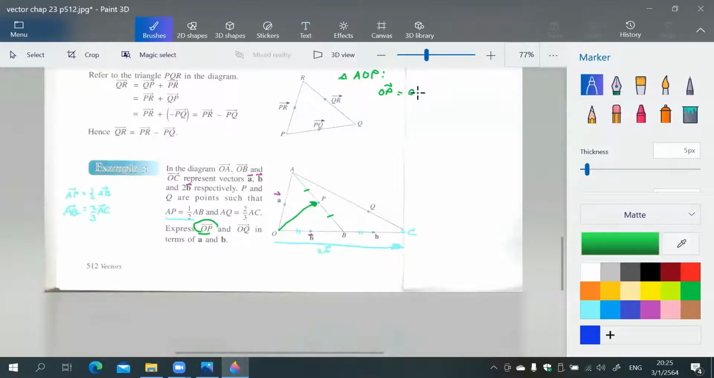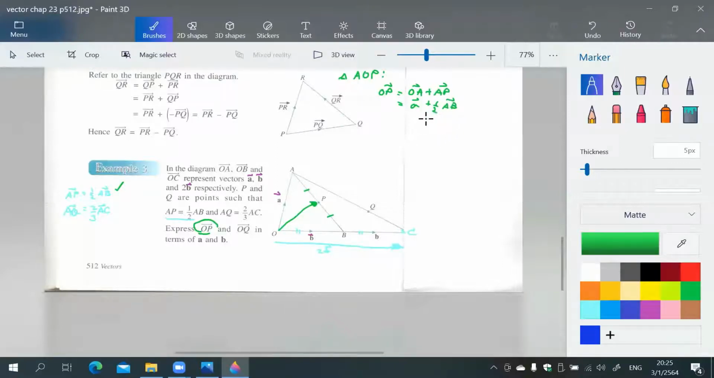So OA plus vector AP. You see the common point here, A. So vector OA equals vector A. We write down plus AP. AP we got from here: AP equals half of AB, so it becomes 1/2 vector AB.